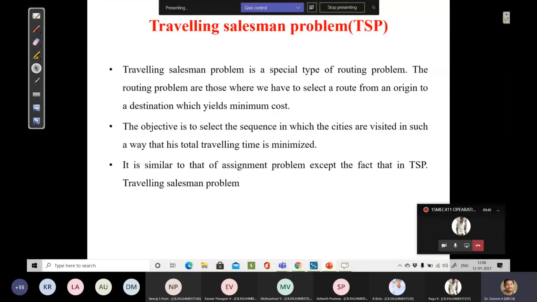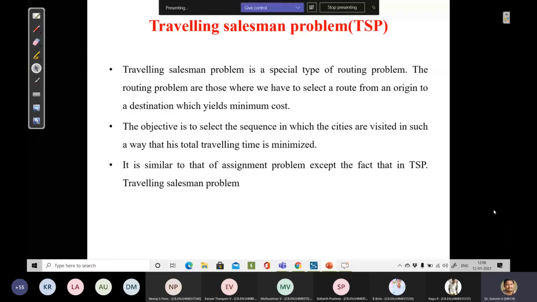Okay, so again you will have your cost matrix given to you, and you have to think about that in a different manner. That is one of the classic examples of operations research, called the traveling salesman problem.